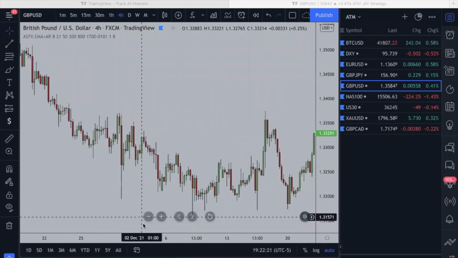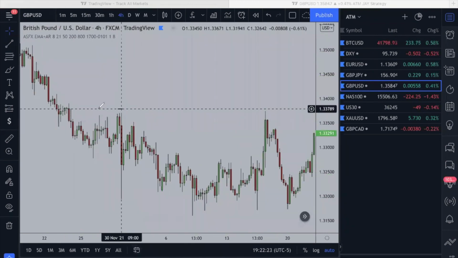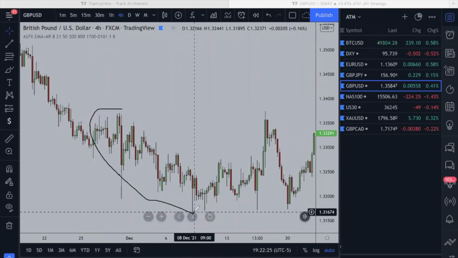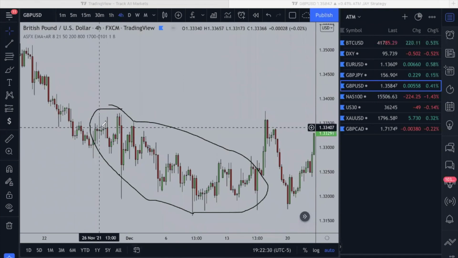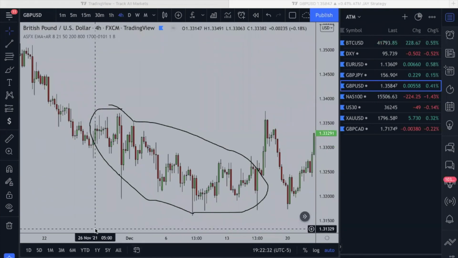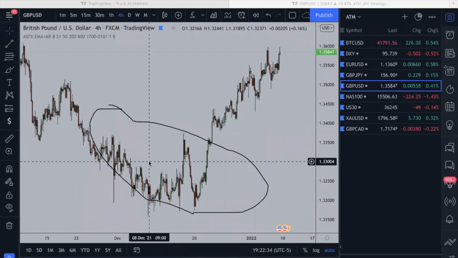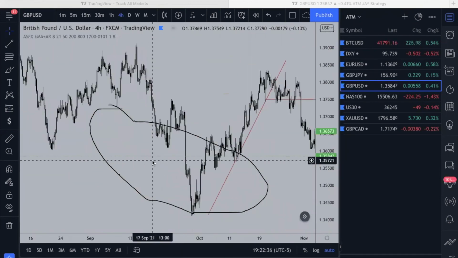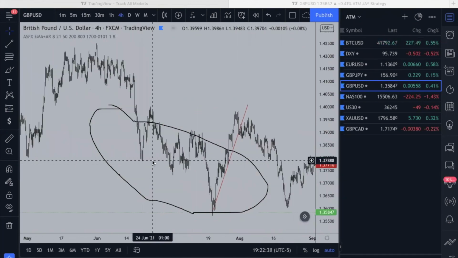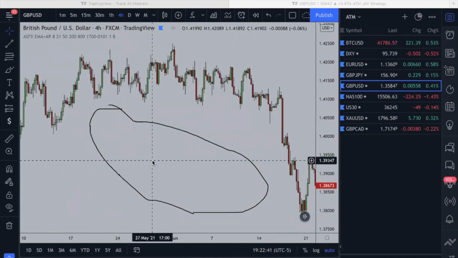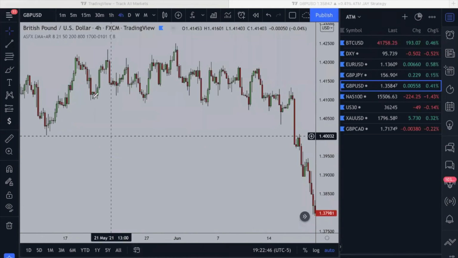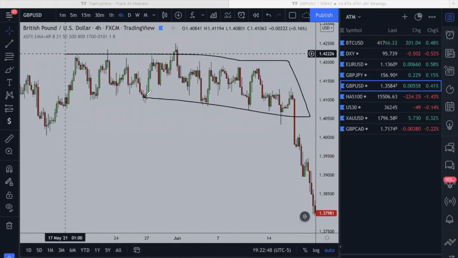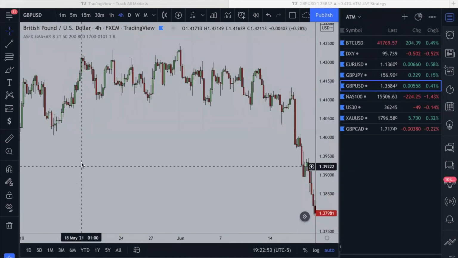All right, like stuff like this. Pretty confusing, right? If you can't really understand this, it's okay. Just stick to what you can see. If it doesn't make sense to you, just move on. Go to another pair, because most of the time the market is consolidating. Stuff like this, right here. Consolidation. Most of the time, the market is just moving sideways.